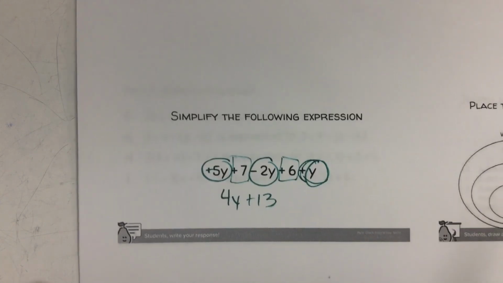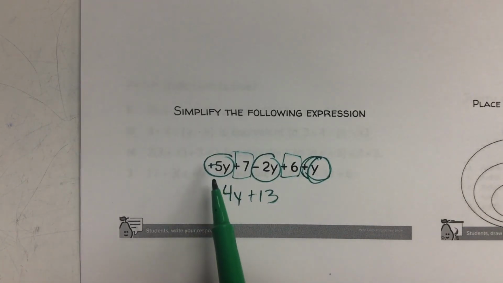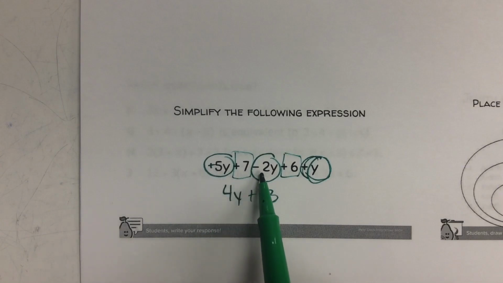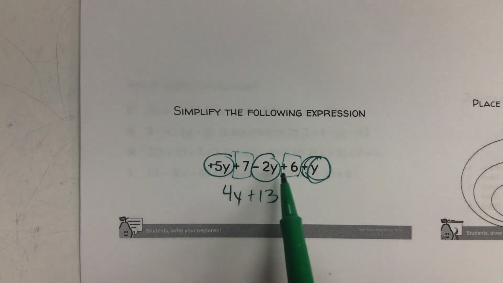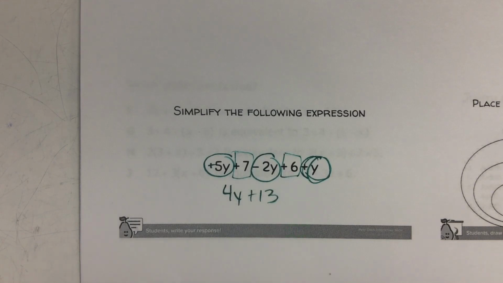Okay, next. We're going to simplify this expression. So what I did was circle all the y's. Positive 5y's minus 2 plus 1 more y. So 5 minus 2 is 3, plus 1 is 4y's. And then I have 7 plus 6 is 13.